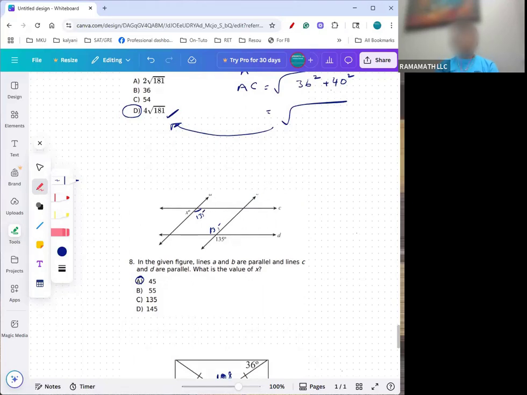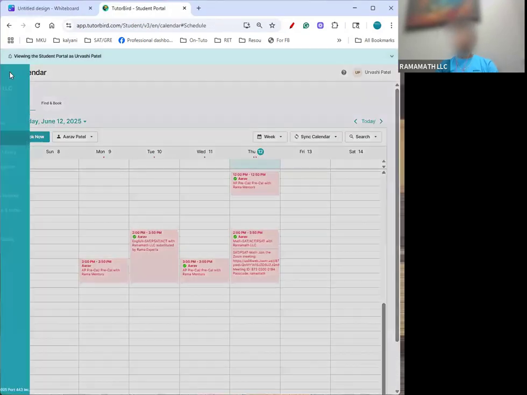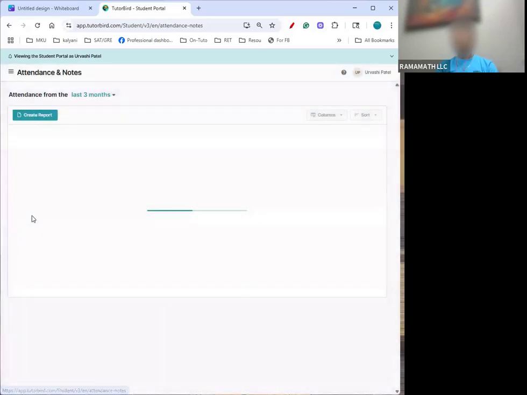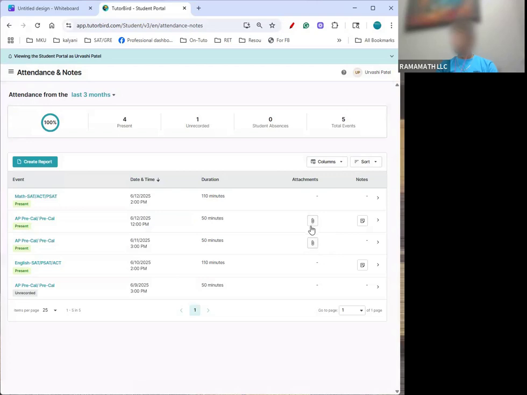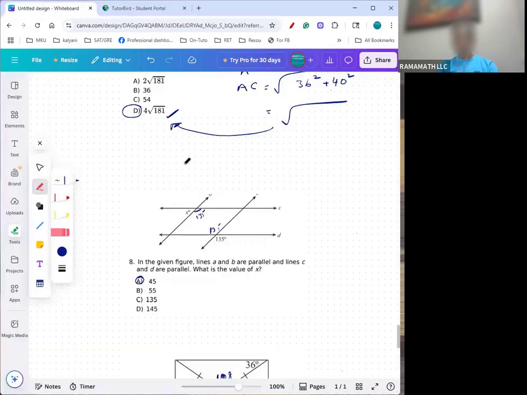And before I let you guys go, I'm going to see if I can open the portal for one of you. I'm going to show you where you can find your work. Quickly, if you go to the attendance and notes, you can find the links right here. This is where the notes will be updated. It seems like RI is in AP Pre-Cal as well. So whatever classes you're going to take, your notes will show up here. And these notes are the ones we are writing on here.